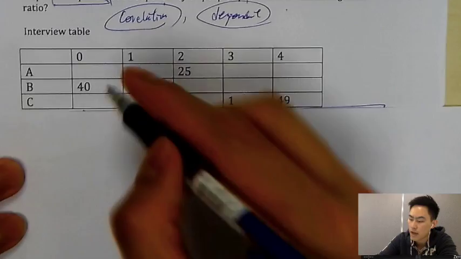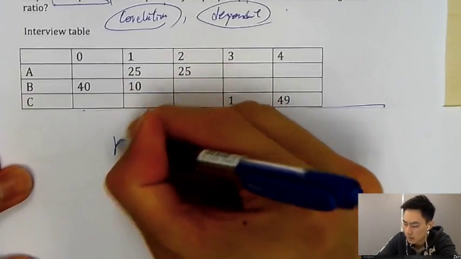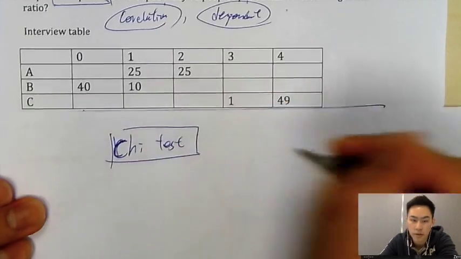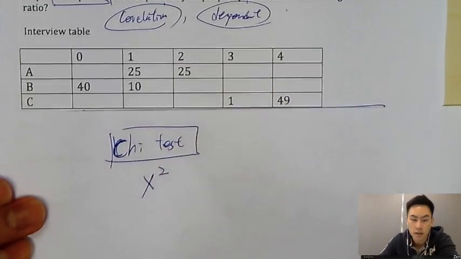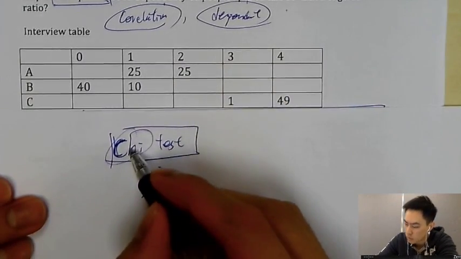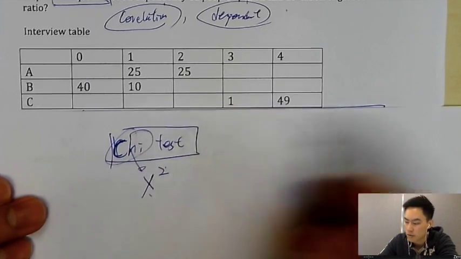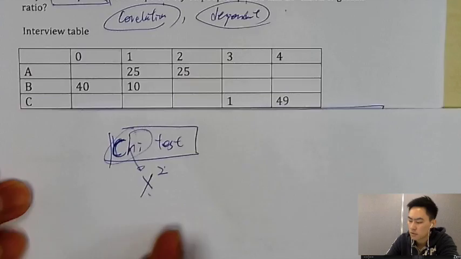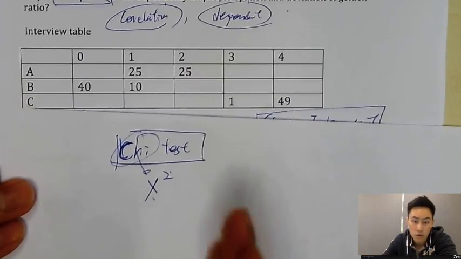The chi-square test value is written with the Greek letter chi. You can write it as x squared, since chi is the Greek letter for x. So I want to calculate this value, and then I want to have a conclusion on that, right?